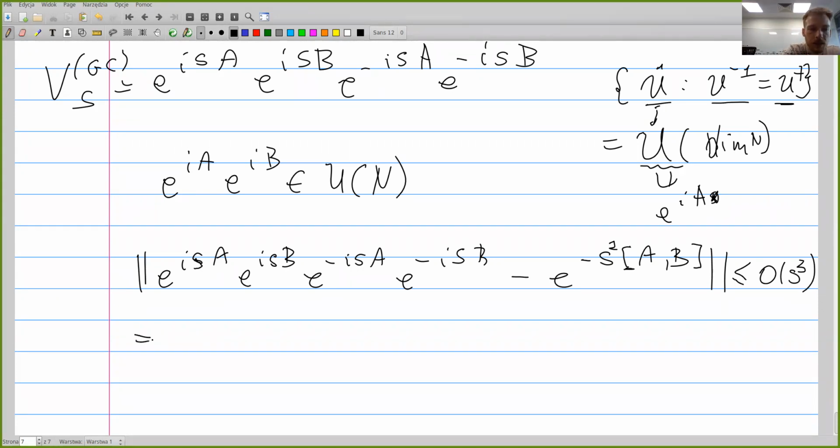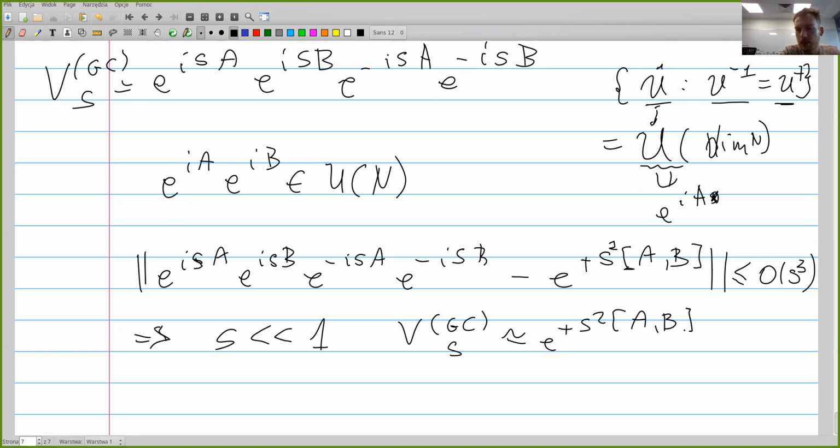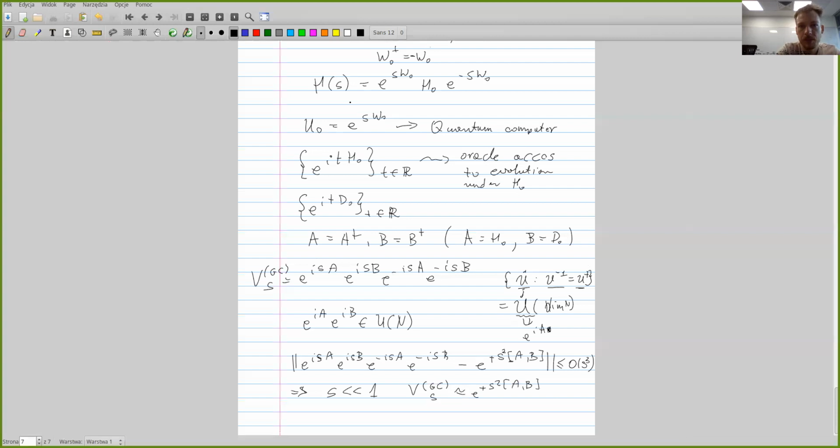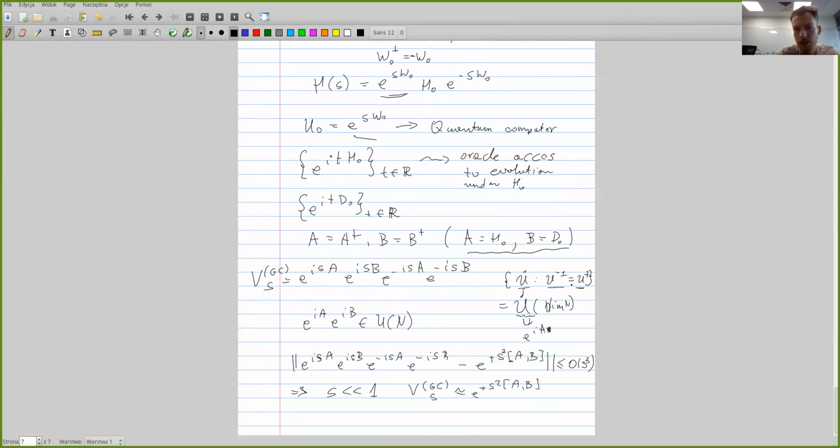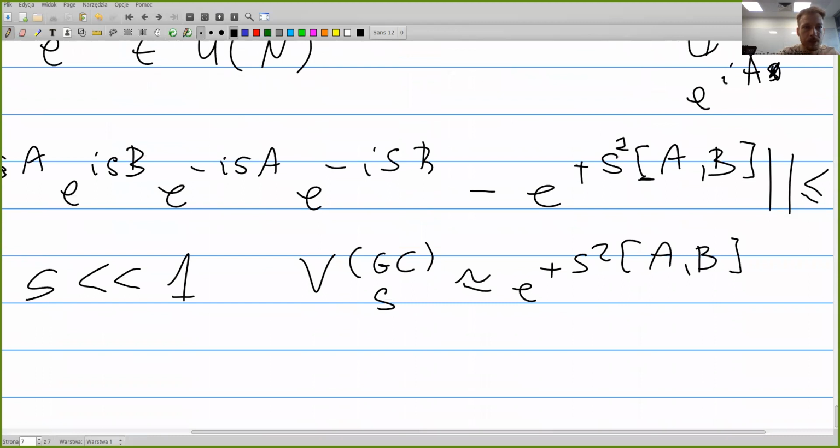Okay, so if s is much, much smaller than 1, then V_GC of s is approximating e to, I think here is plus, s squared times the commutator of A and B, and we get our brackets, right? So let's see directly at that. We wanted to have this evolution here under the bracket where W0 is the commutator of D0 and H0. So I said A we will set to H0 and B to D0. So this group commutator is a general prescription, but we want to apply this to our problem.